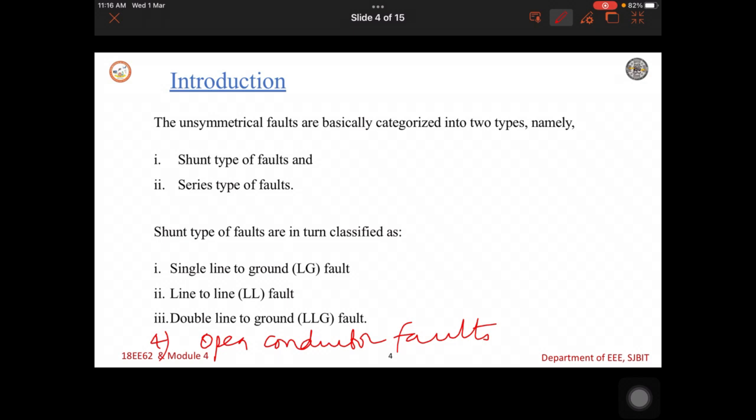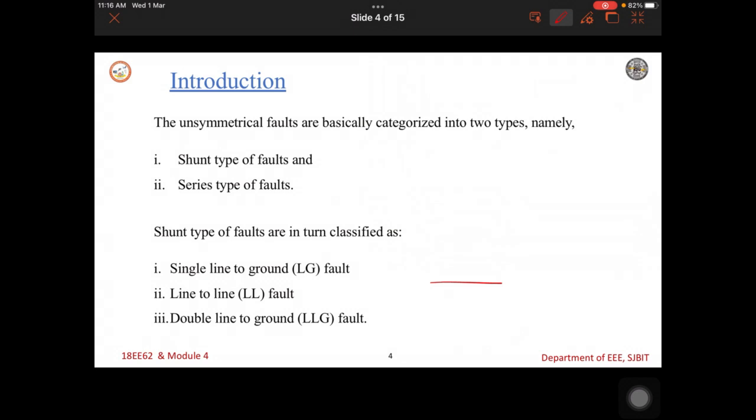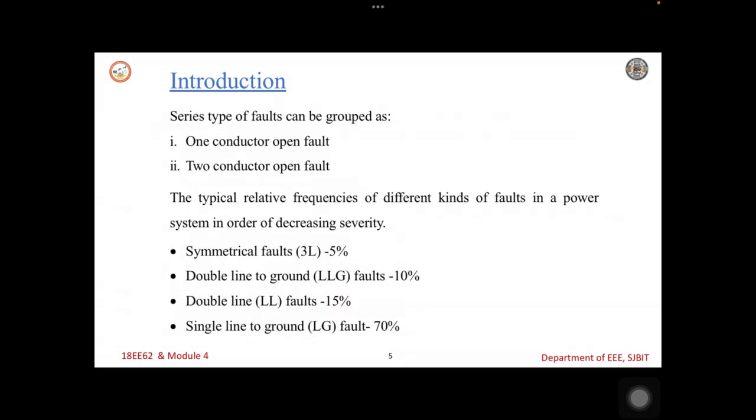Overall, faults can be broadly classified into shunt faults and series faults. Series faults are the one open conductor or two open conductor faults, which come under open conductor faults, and shunt faults are single line to ground fault, double line to ground fault, and line to line fault. Whenever there is an imbalance in the system, the voltage and current in each of the phases are different. We have to use the concept of symmetrical components to solve the problem. The concept of symmetrical components and sequence networks will be used for the analysis of unsymmetrical faults. In series faults we have two types: one open conductor fault and two open conductor fault.